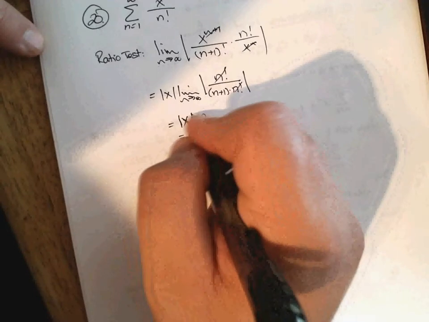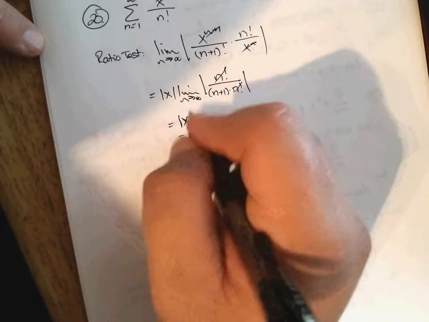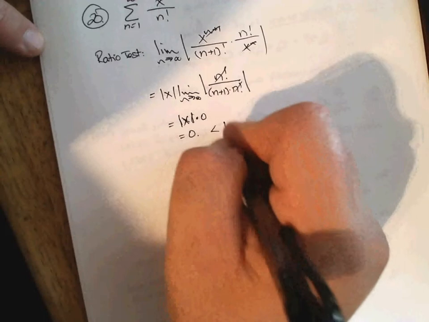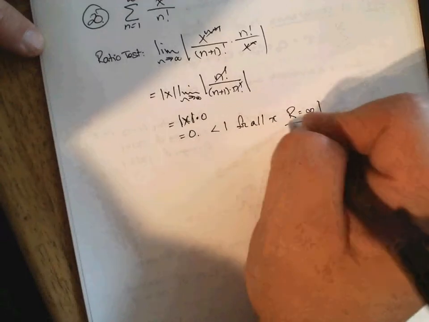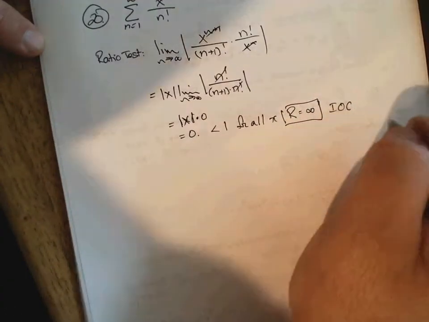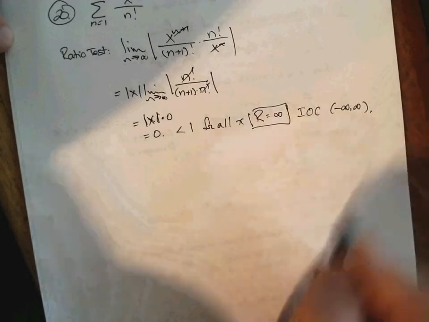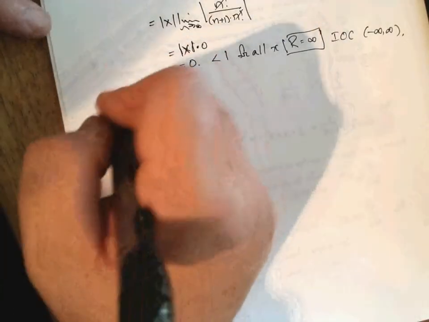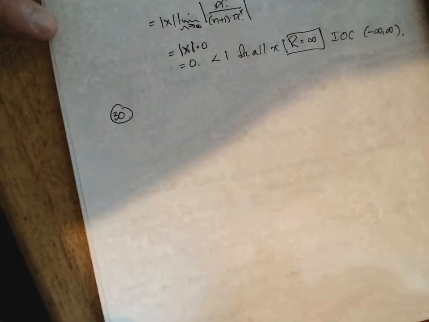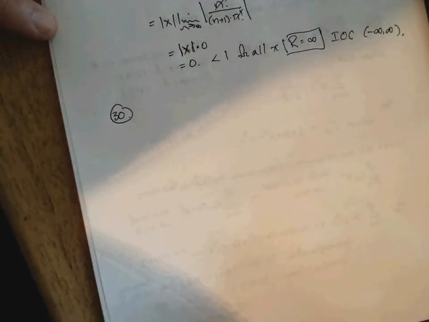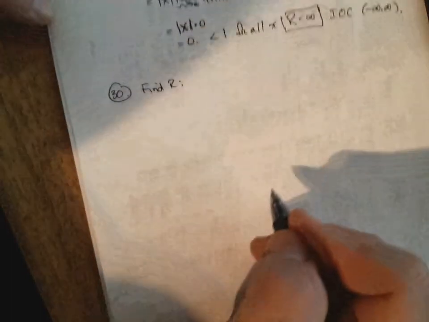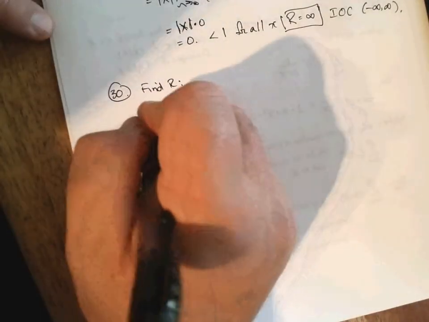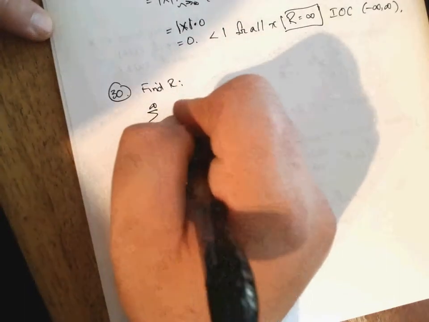Okay, so what that means is this value here is always less than 1 for any x. That means that the radius of convergence is infinite, and the interval of convergence is the entire real number line. All right, let's try number 30. They ask us simply to find the radius of convergence for this.